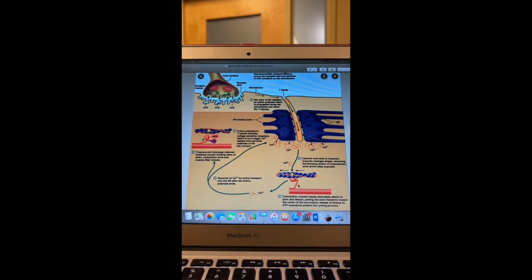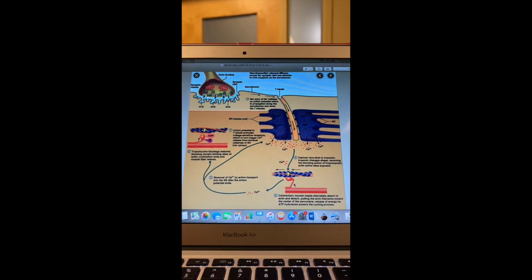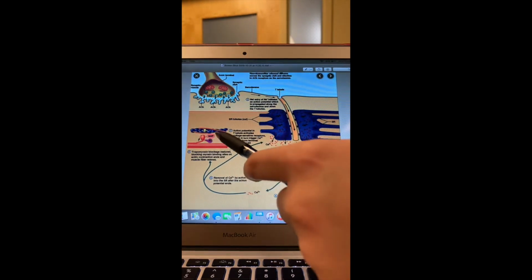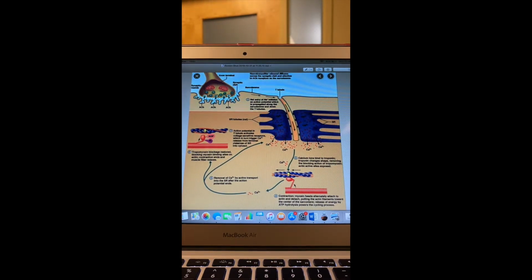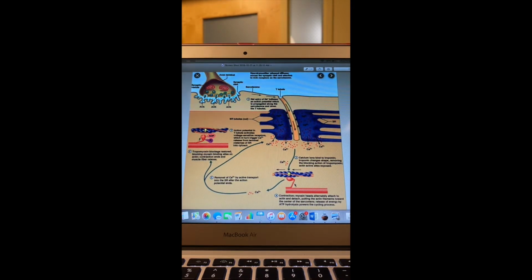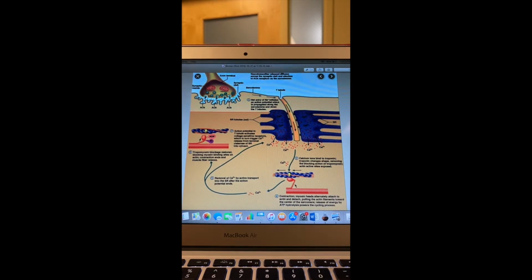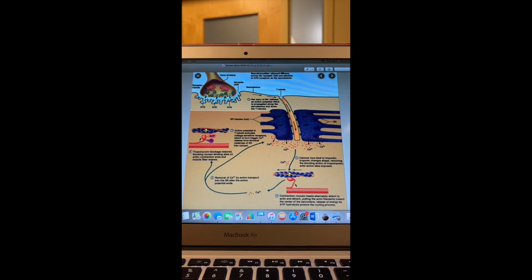Next is myosin binding to the actin, which occurs right here. Without ATP, this could not occur. For the muscle fibers to contract, this binding must happen. Next would be the sodium-potassium ATP pump. This returns the conditions of the cell to normal. Without ATP, this cannot happen.